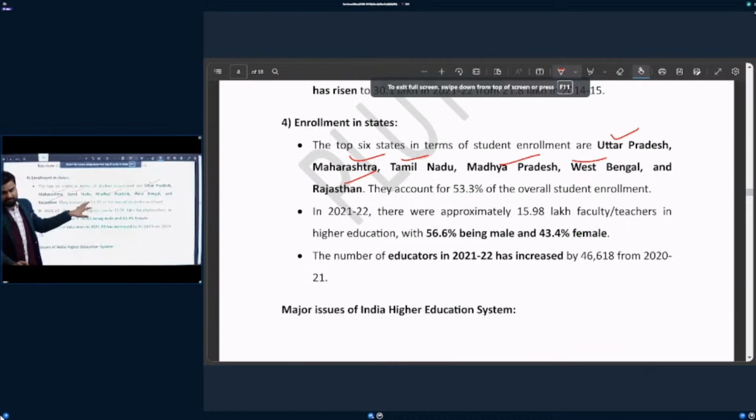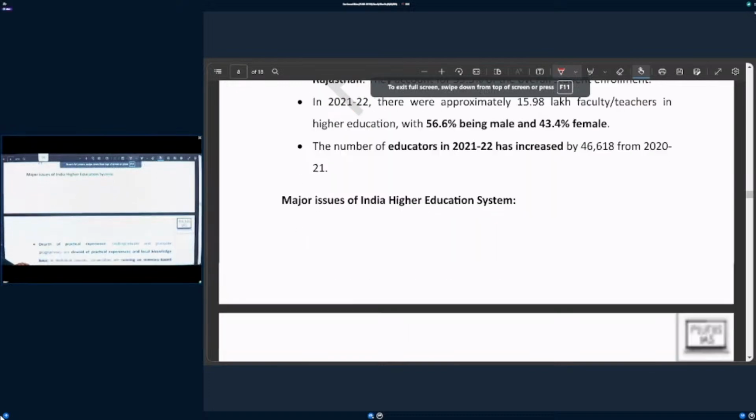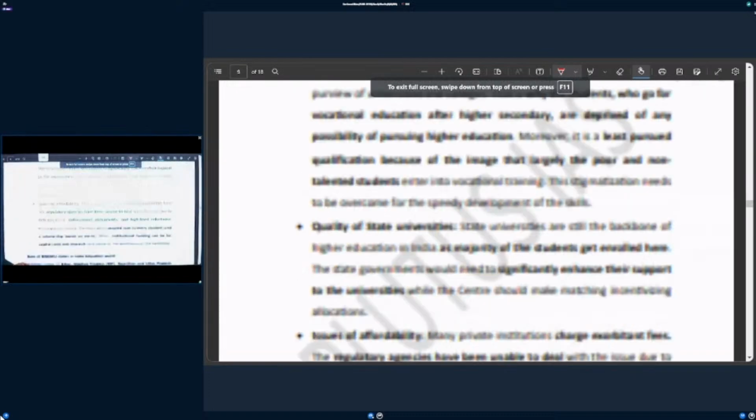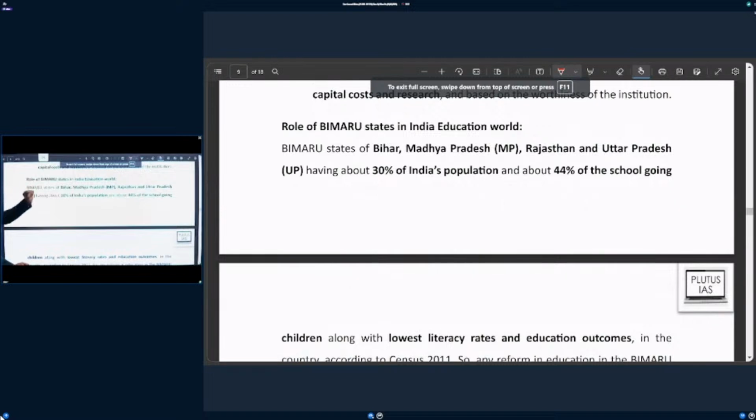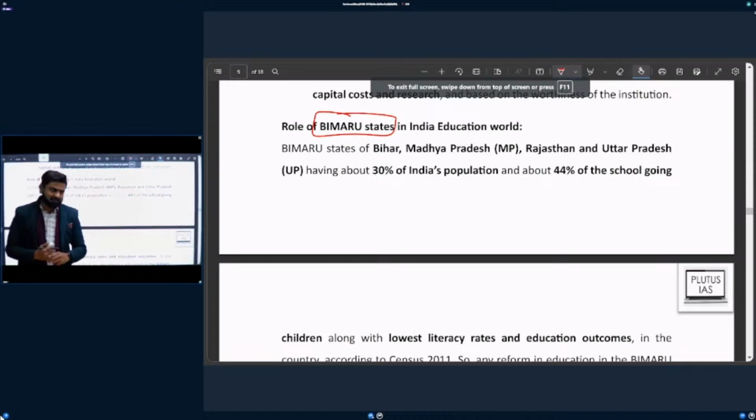Nonetheless, good news. ठीक है, that is what I want to highlight here. Major issues से पहले हम एक चीज देख लेंगे, जो last statement हमारी बीमारू state की. Why is that last point relevant? It is relevant in the context of BIMARU states. I think it's Bihar, Madhya Pradesh, Rajasthan, Uttar Pradesh. It's an acronym. It was coined to represent the states which have very low socioeconomic standards.